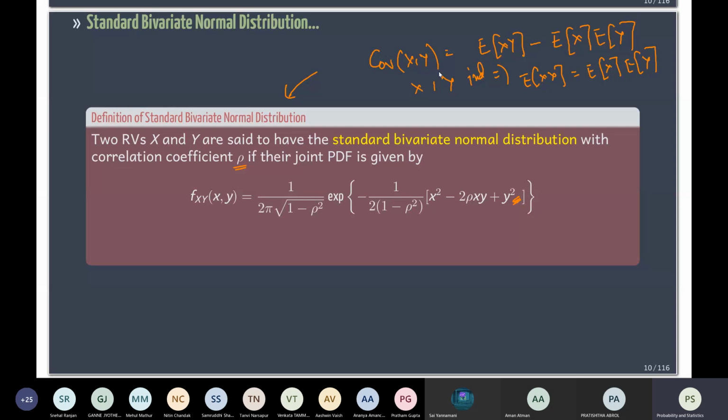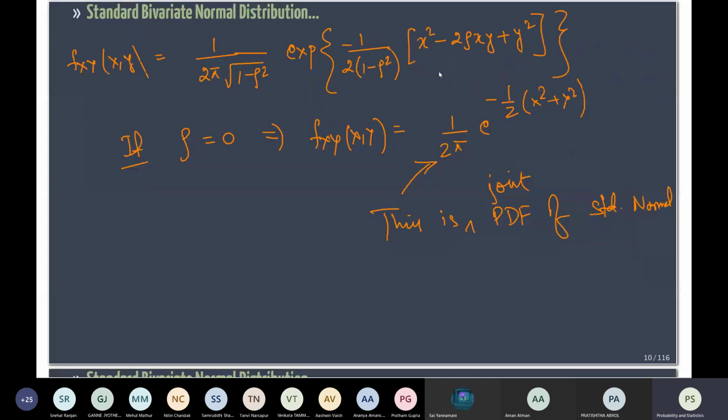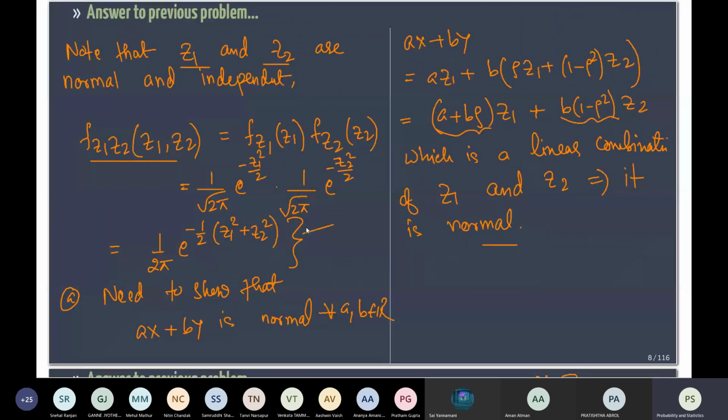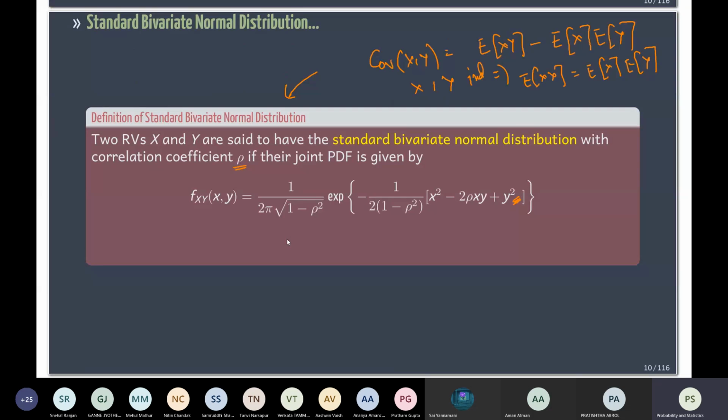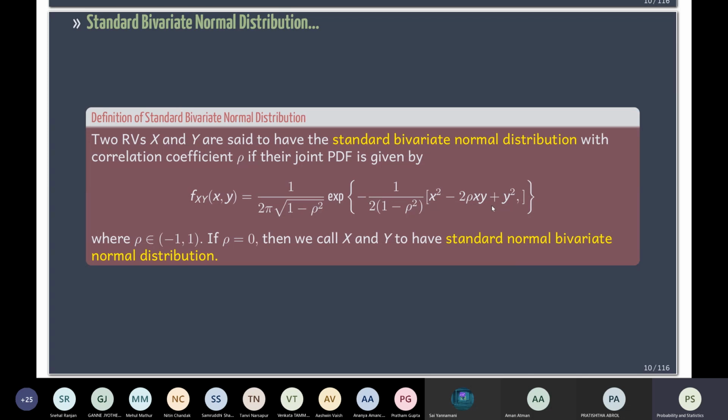Then we fall back on this case: correlation is 0, and we get a simplified version of the joint PDF. If the correlation is not 0, then you are going to get this. So that's a slightly more general case than the previous one. In other words, they may not be independent, and we can still define a joint standard bivariate normal distribution.